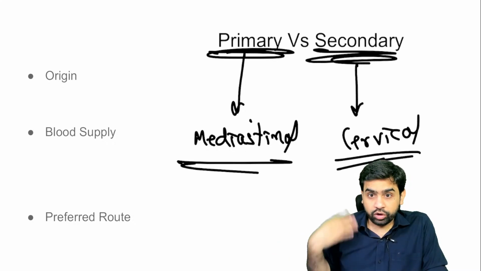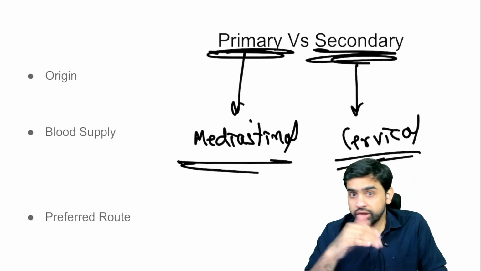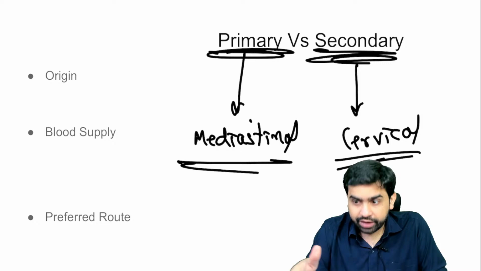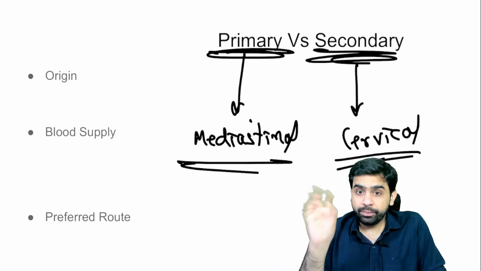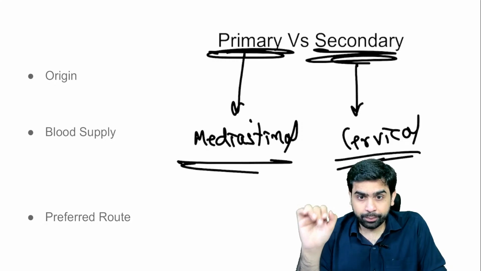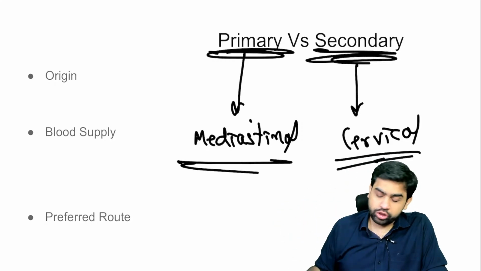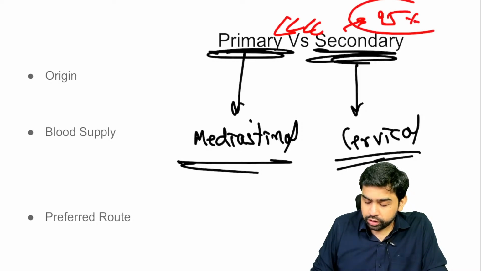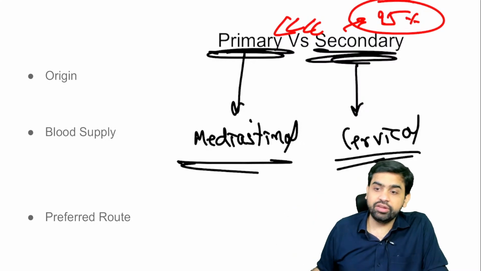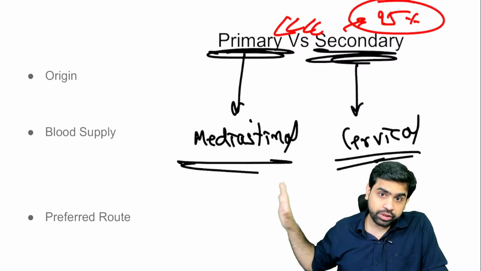Now, what they asked is, what is the preferred route of surgery over here? Once they ask you this, and they did not tell you whether you are dealing with the primary or the secondary retrosternal goiter, if they just simply ask what is the preferred route of management of these patients, a cervical incision has to be given. Why? Because the secondary retrosternal goiter is much more common as compared to the primary. Around 95% of all retrosternal goiters are secondary.